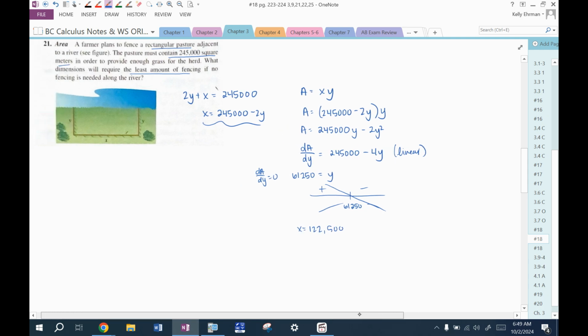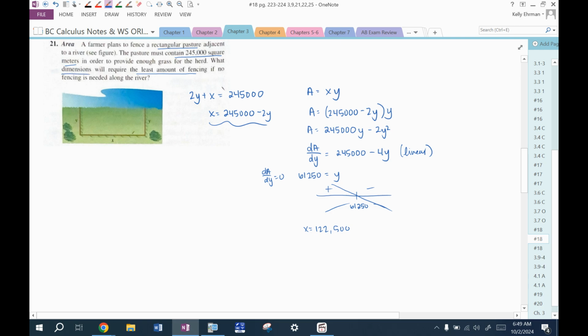All right, so the question was what dimensions? The max area will occur with x equal to 122,500 meters and y equals 61,250 meters, and that's because dA/dy changed from positive to negative.